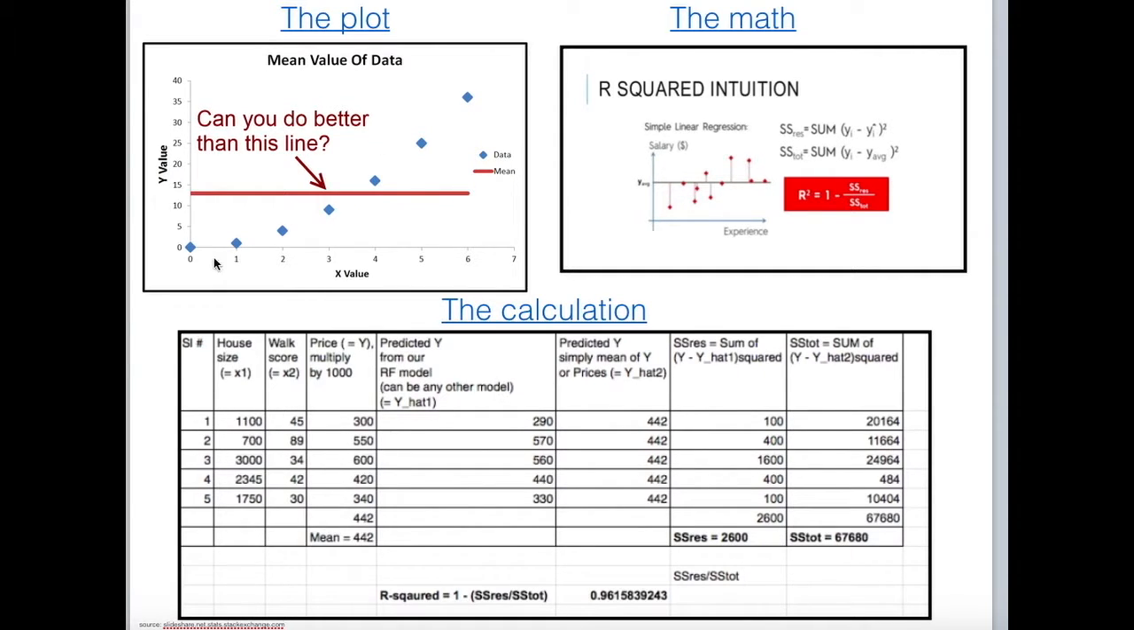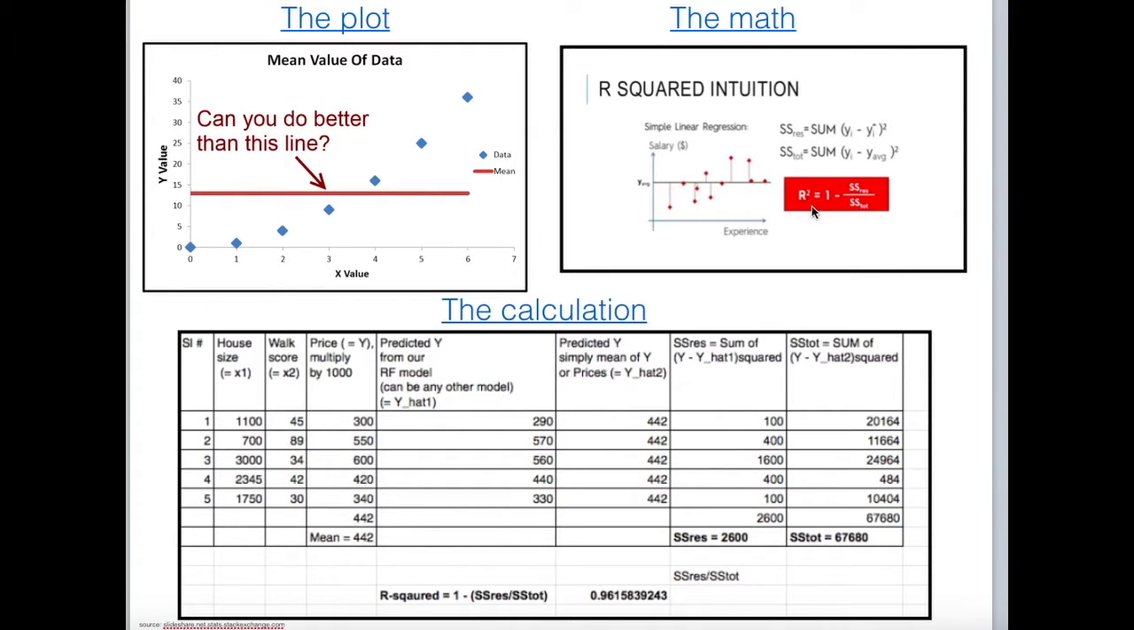Okay, but this is how the data actually lies. So the goal for you is to come up with a line that runs as close as possible to these points of data, and that does a better job than this line that represents the mean. Okay, so that is the plot view of R squared. Now let's take a look at the math behind R squared.